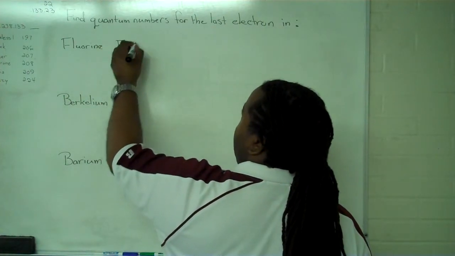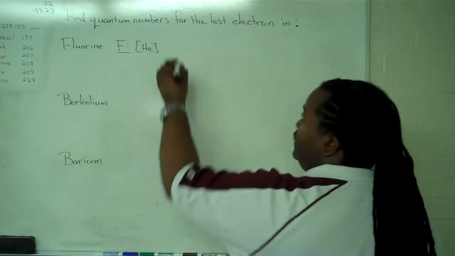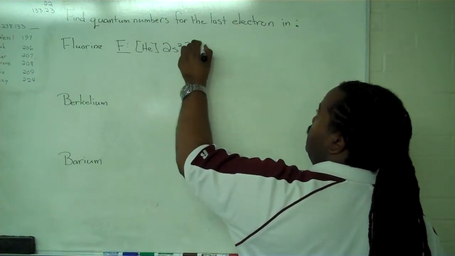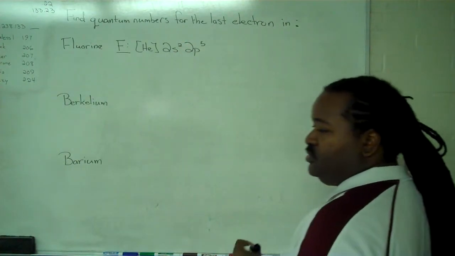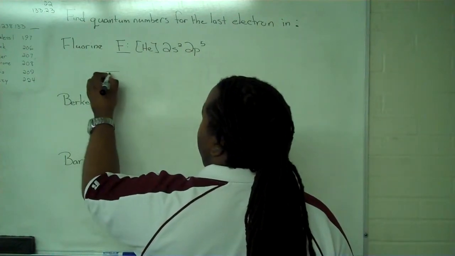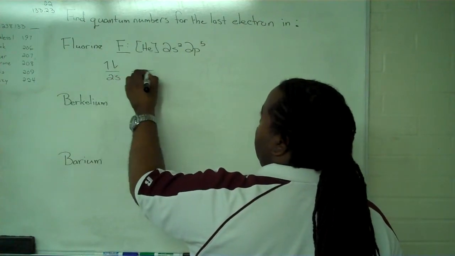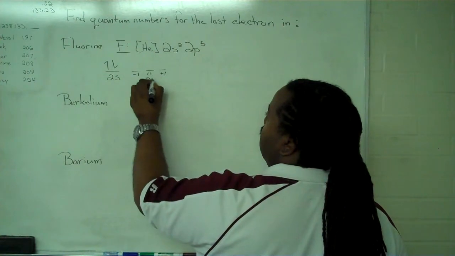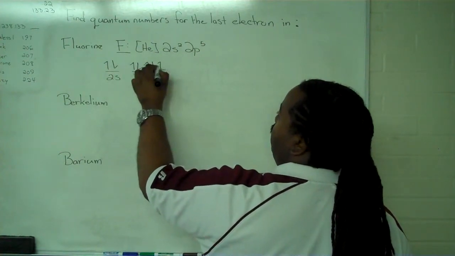The noble gas core here is helium, and the rest of the occupancy is 2s2, 2p5. Once we've completed that step, the next is to write out the occupancy diagram. So we have 2s up, down, 2p: -1, 0, and +1, and 1, 2, 3, 4, 5.